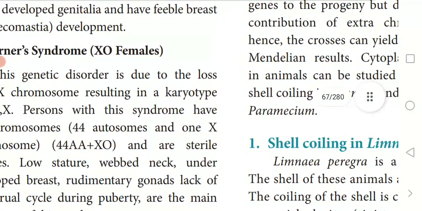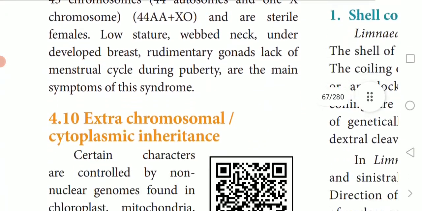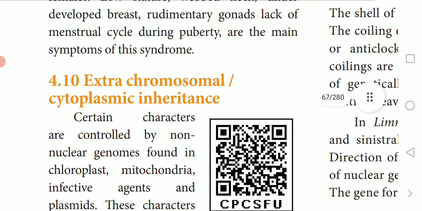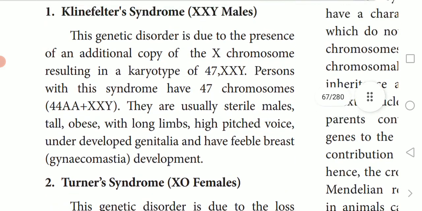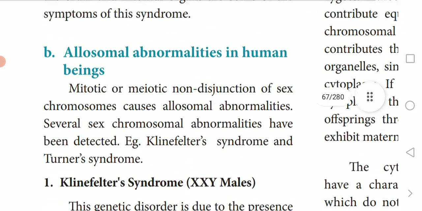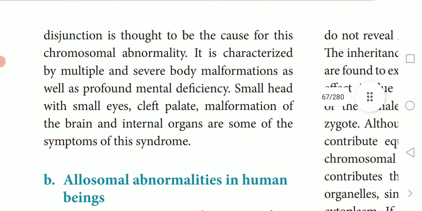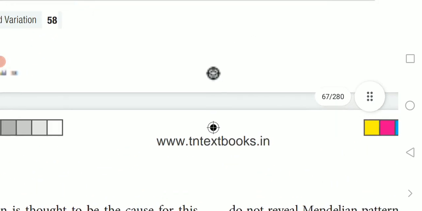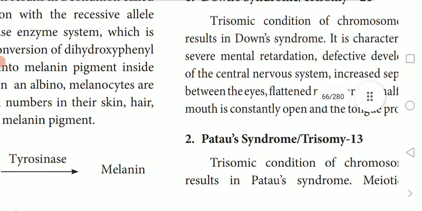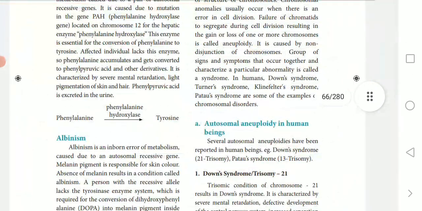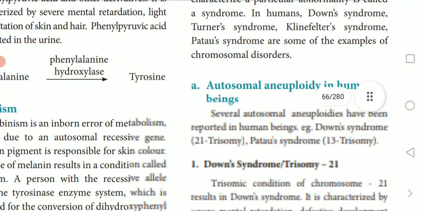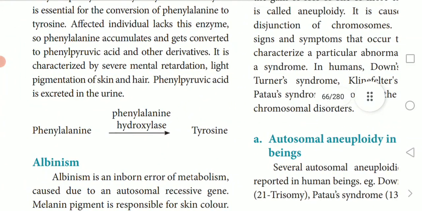Today we have seen allosomal chromosomes, and we have started extrachromosomal cytoplasmic inheritance. Turner syndrome we have completed, Klinefelter syndrome we have completed, then Patau syndrome we have completed, and Down syndrome we have completed. That is because of autosomal aneuploidy in human beings.